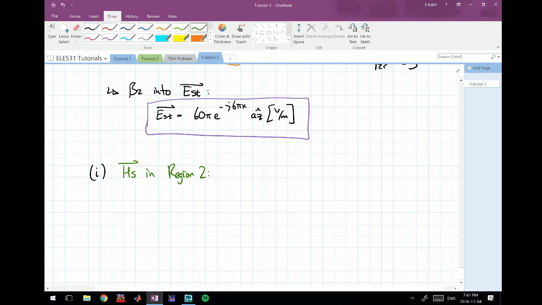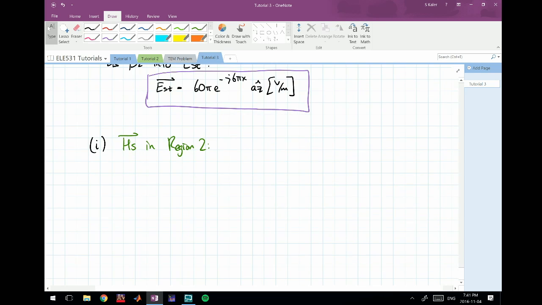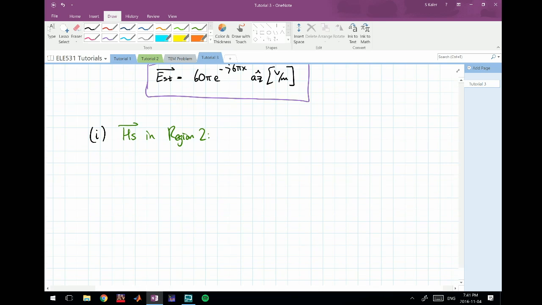Part I asks us for HS in region 2. I know a lot of people will probably be tempted to use the transmission coefficient and multiply it by the incident magnetic field. That's incorrect. We don't define the transmission coefficient in terms of H. We define it in terms of E. So tau is actually ET divided by EI, not H. And there's a difference. So make sure you don't forget that, and make sure you don't do that on the test, because that's wrong. It gives you an incorrect expression.